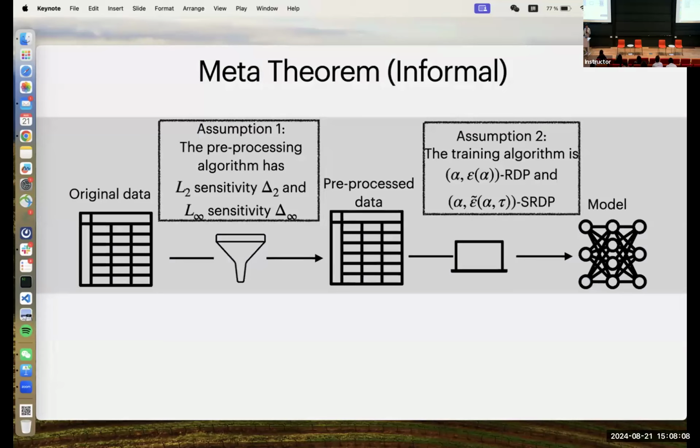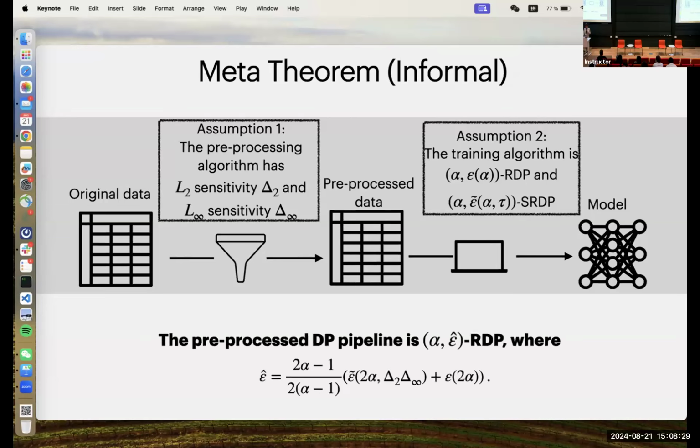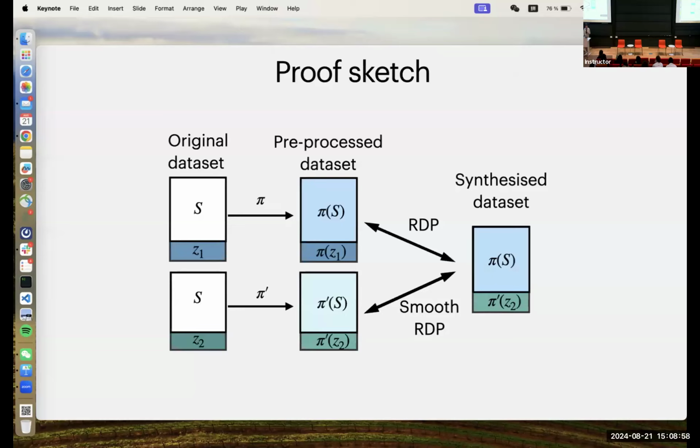So with that, we have our main theorem, basically saying that if your preprocessing algorithm has L2 sensitivity delta 2 and L infinity sensitivity delta infinity, and the training algorithm is RDP, and we also write SRDP as well, because we want the notion of smoothness, then the whole pipeline is epsilon hat RDP, where epsilon hat is basically, ignoring the technical details since the first term is a constant, the sum of the RDP parameter and the SRDP parameter. The proof is very simple, and is basically an application of the triangle inequality and follows directly from the definition of smooth RDP.